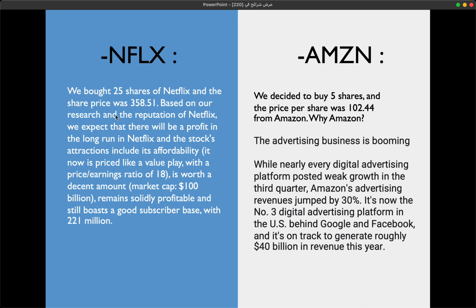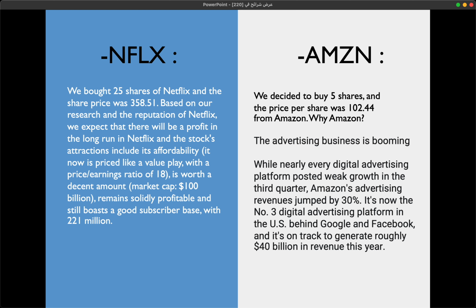And we bought 25 shares of Netflix, and the price was 385, based on research and the reputation of Netflix, and we expect that there will be a profit in the long run in Netflix. It's now priced like a value play with a price-earnings ratio of 18, and it's worth a decent amount. The market cap is 100 billion and it remains slightly profitable, and still boasts a good subscriber base.